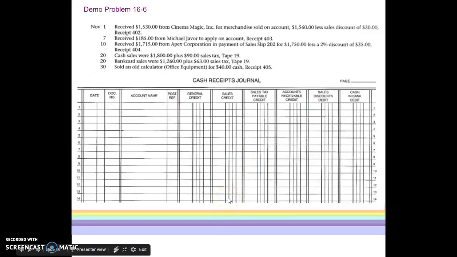Demo problem 16.6, go ahead and give this one a try on your own. We will do this one in class next time that we meet. We will go through these 6 different transactions and properly transact them in the cash receipts journal diagram that is given to us in this demo problem. So go ahead and give it a try on your own if you wish. Otherwise, we'll be working on it next time we meet.